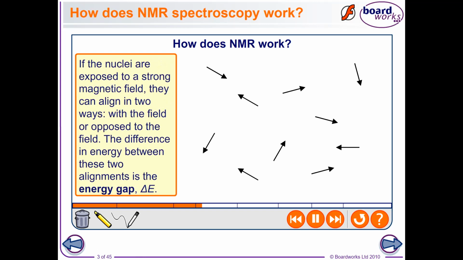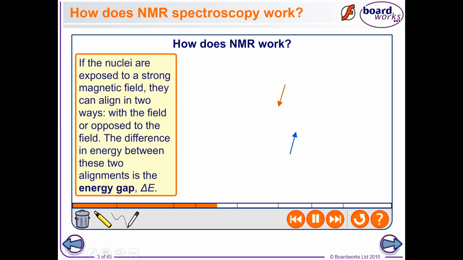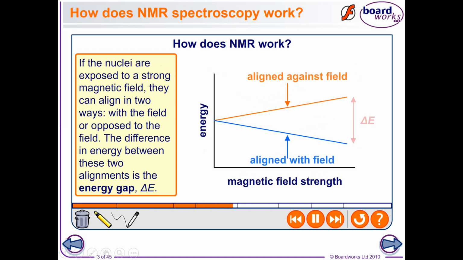Now, in this next slide, you will notice that they've shown both possibilities. Those that line with the field and those that line against. The ones that line against are effectively higher energy than those that line with. It's that energy difference that we make use of in NMR spectroscopy.